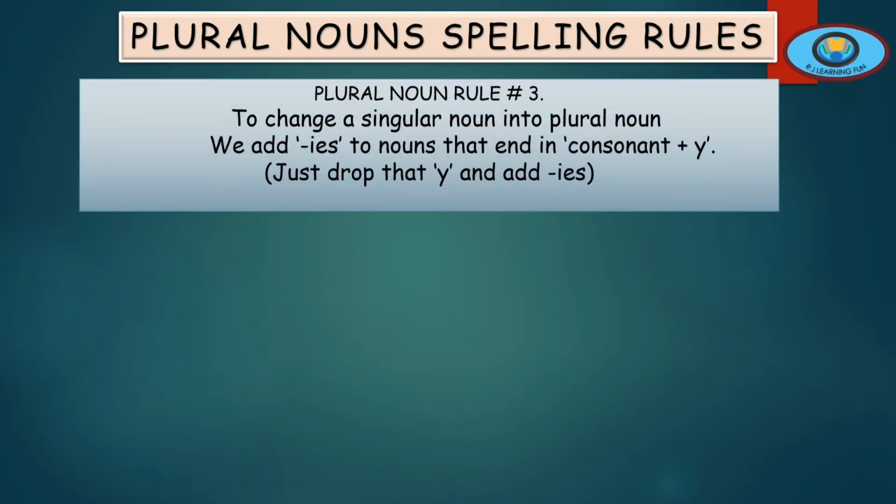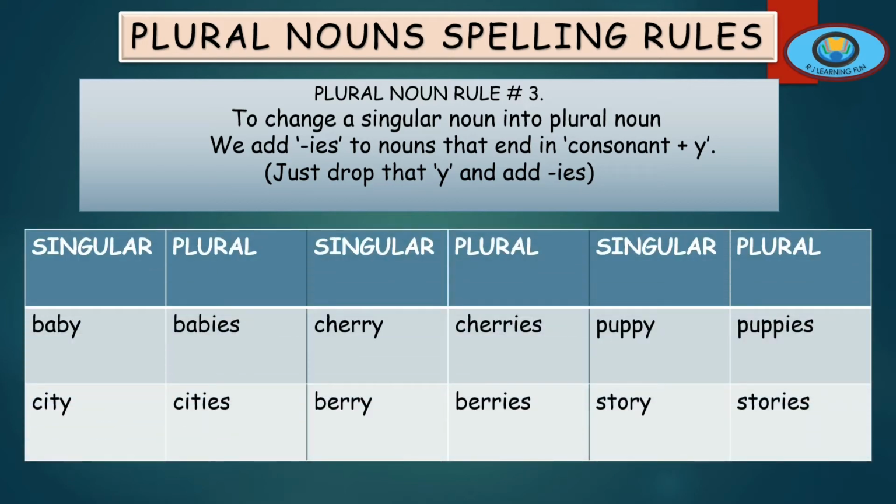Plural noun rule number 3. To change a singular noun into plural noun, we add IES to nouns that end in consonant plus Y. Just drop that Y and add IES. So if any noun ends in Y and there is a consonant before that, you will just drop the Y and add IES. For example, baby, babies. There is consonant B before Y, that's why we have dropped the Y and add IES.